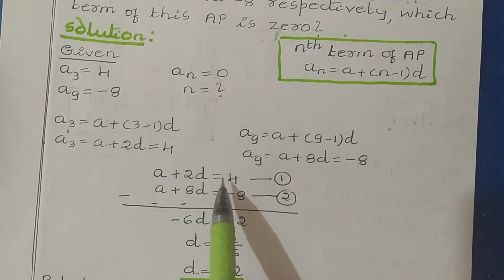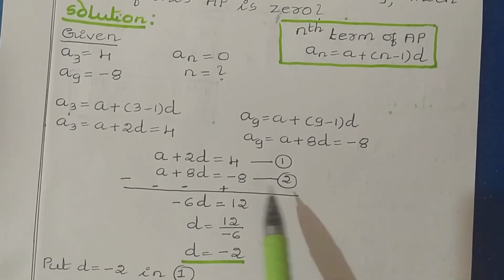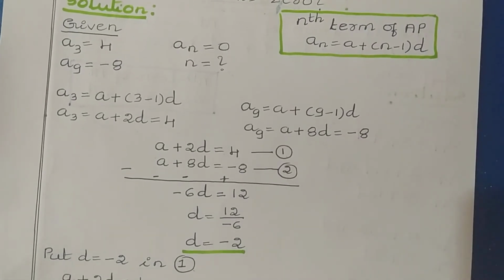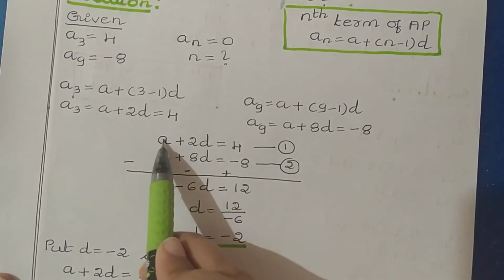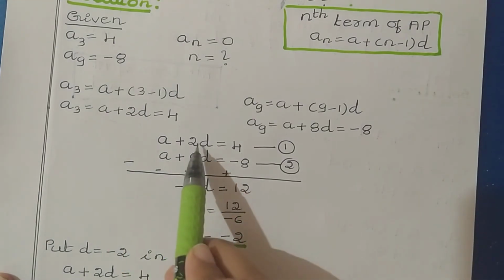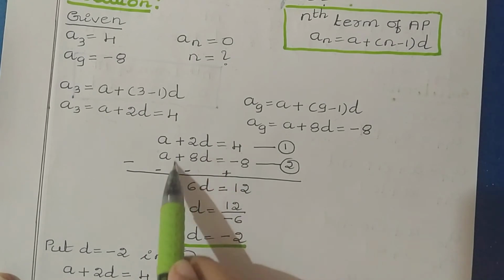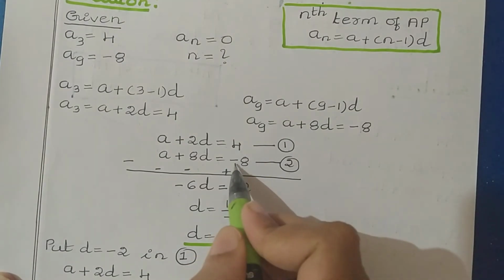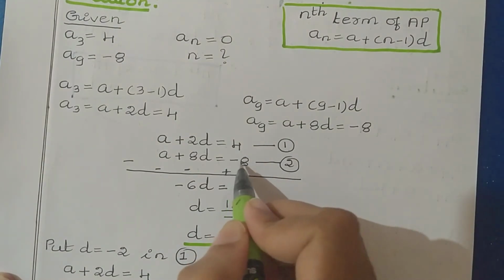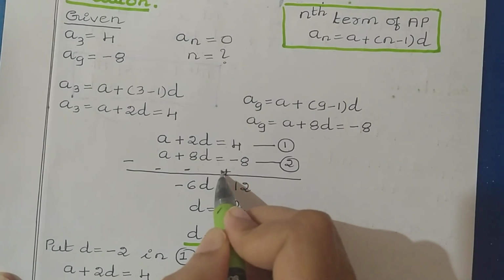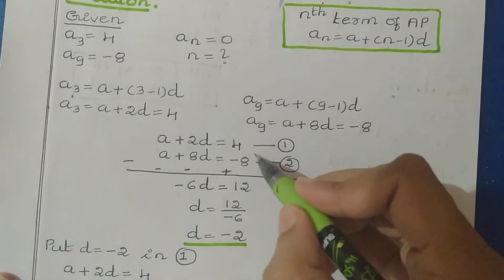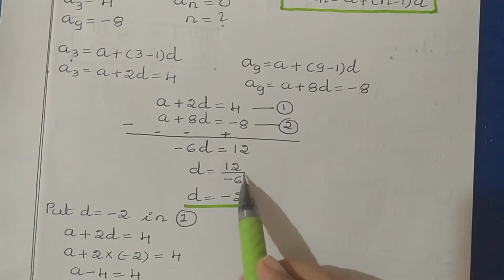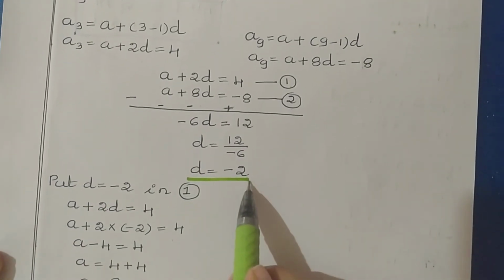Now you take these two equations. I am taking this as equation 1 and this as equation 2. a plus 2d is equal to 4, equation 1, and a plus 8d is equal to minus 8, equation 2. Now let us perform the subtraction. So a minus a is 0, then 2d minus 8d. This is the bigger number, so we get minus 6d. Then 4 minus 8. See, already you have minus 8 here. Then we are performing subtraction, so minus becomes plus. So 4 plus 8 gives 12. d is equal to 12 divided by minus 6. d is equal to minus 2.